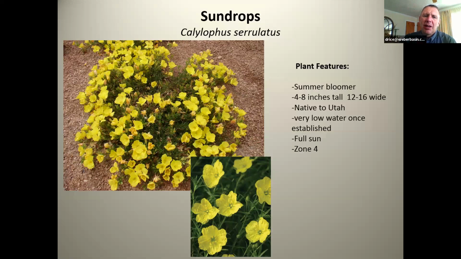Sundrops, similar to the Missouri Evening Primrose in color, but not nearly as aggressive. Sundrop is a native Utah plant. It's 4 to 8 inches tall, 12 to 16 inches wide. Very low water once it's established, full sun. It's going to give you a great yellow, summer into fall. It should maybe be in the late summer category, but it's blooming into fall, so I put it in there.